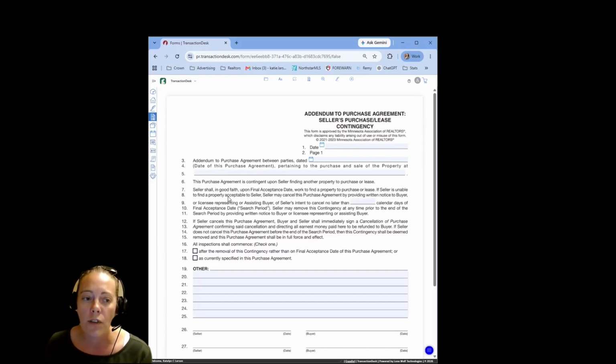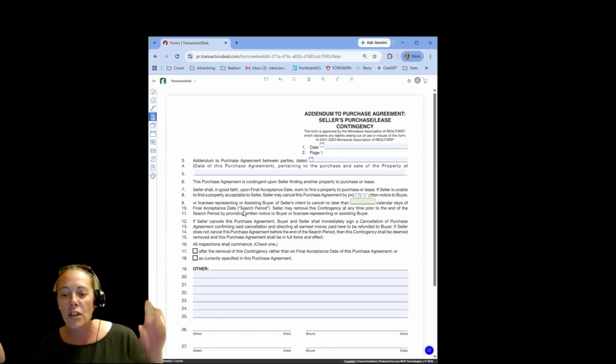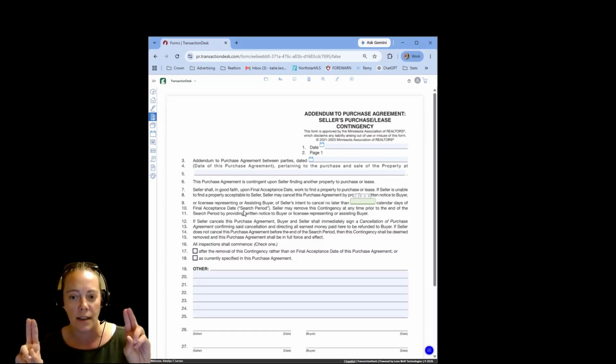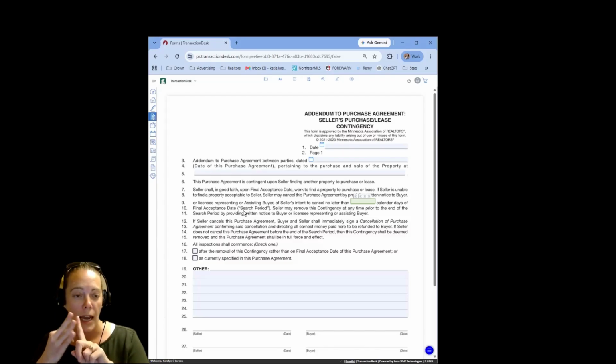If seller is unable to find a property acceptable to seller, seller may cancel this purchase agreement by providing written notice to the buyer or licensee of seller's intent to cancel no later than blank calendar days of final acceptance date, which they term the search period. This search period is going to be different based on your seller's needs, what the buyer's willing to agree to, and your area, right?